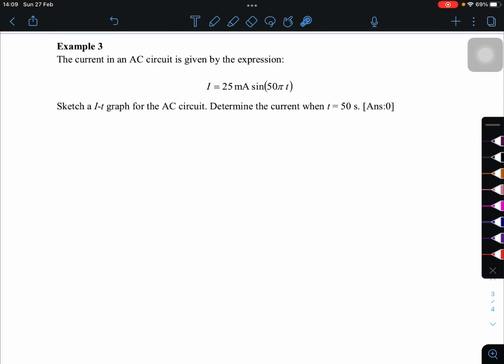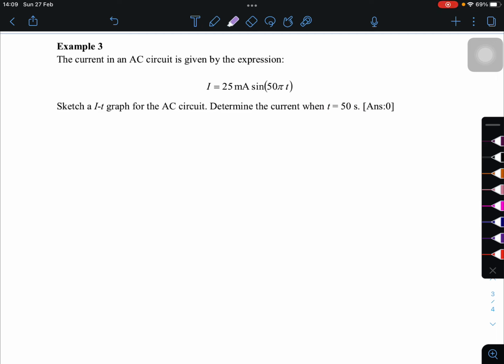Okay, let's look at the next example. The current in an AC circuit is given by the expression here. First, sketch an I-T graph for the AC circuit. Next, determine the current when t is equal to 50 seconds.